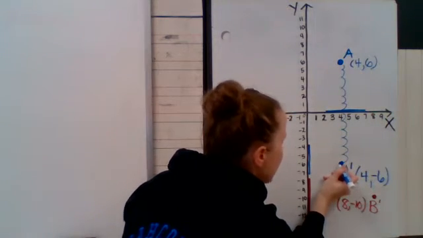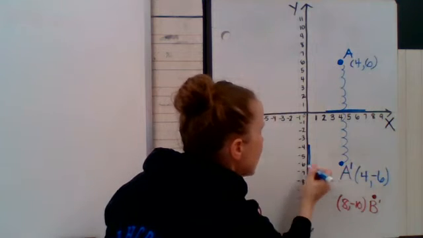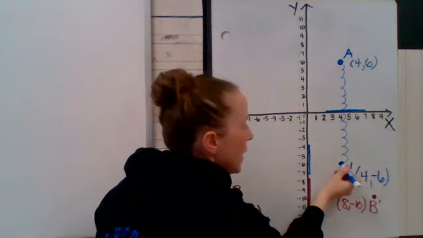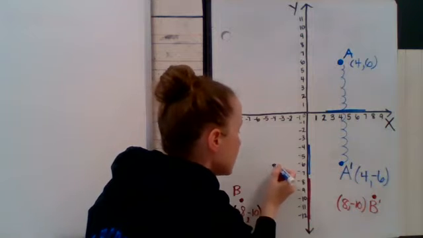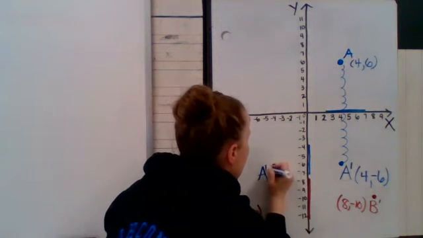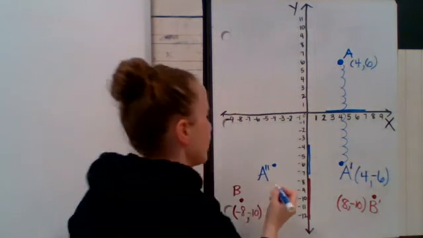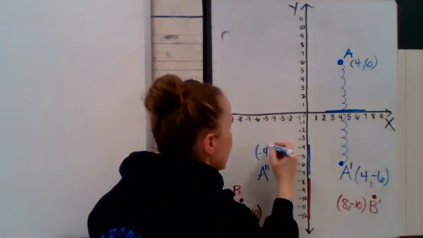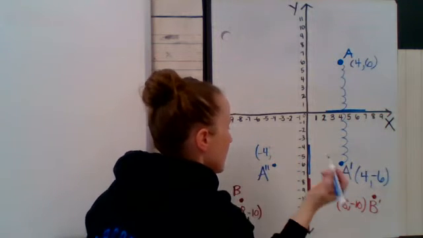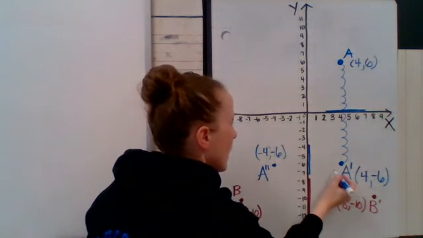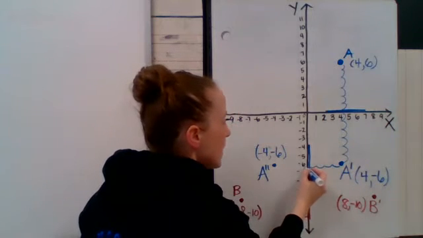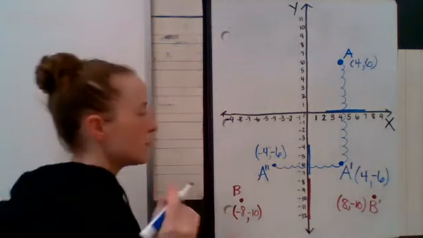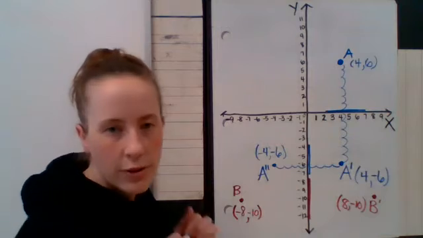So if I look at this, we're going to stay on this -6 line, but instead of going +4 steps this way, we're going -4 steps in the opposite direction. So this would be A double prime, and this is at -4, -6. Okay, and if you're someone who has to do those little jumps, you can do 1, 2, 3, 4 jumps, and you know you landed in the correct reflection spot.